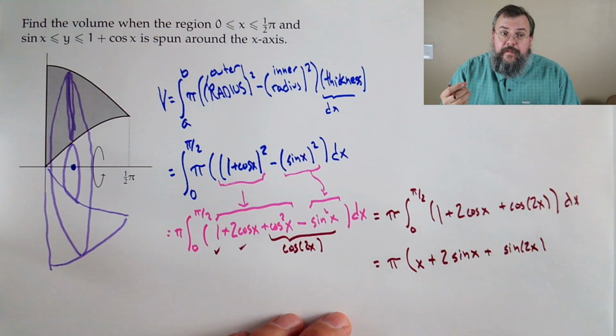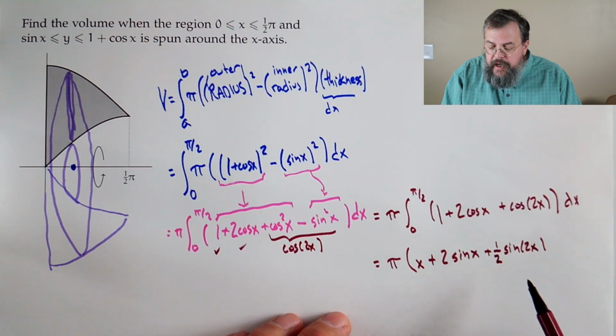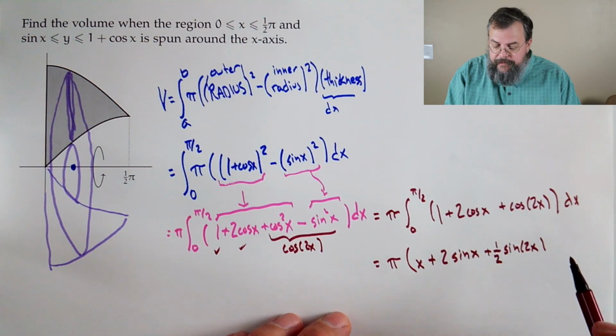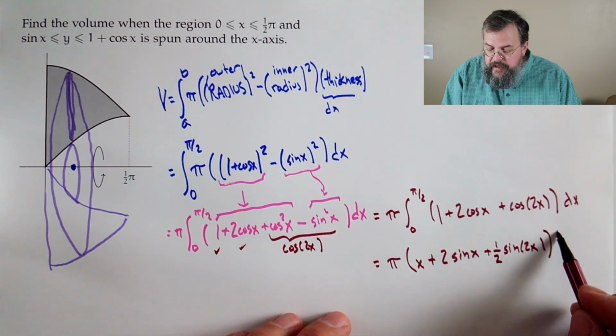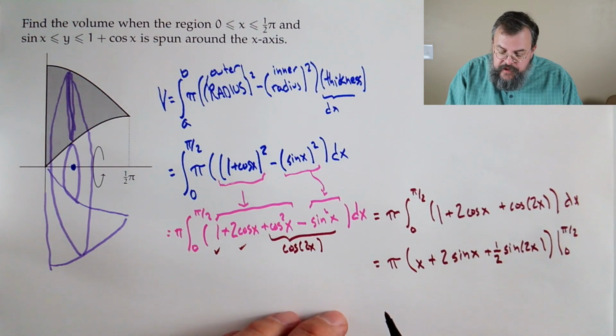Now, because 2 is a number, this is why we can get away with this. You do it by multiplying in front by 1 over that number. So half. So we're almost there. We're going to go from 0 to pi over 2. Now, we start by plugging in pi over 2.